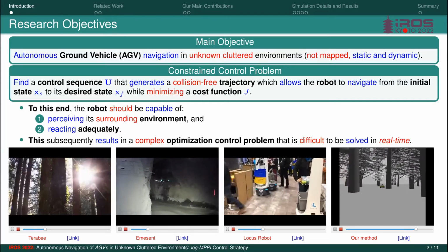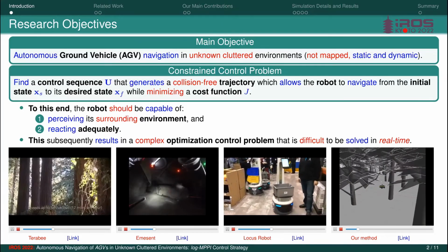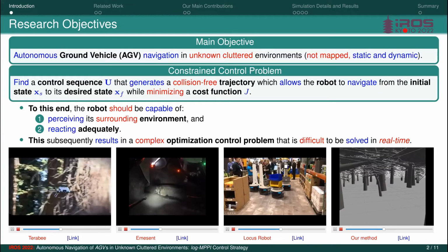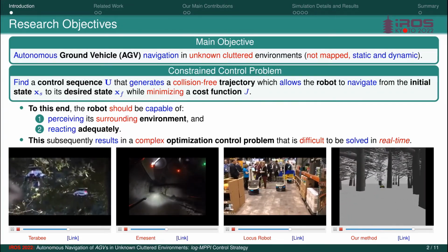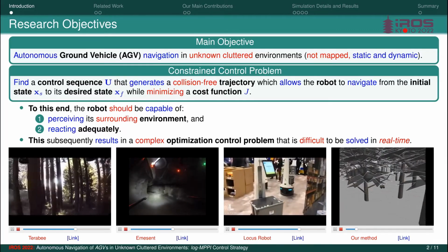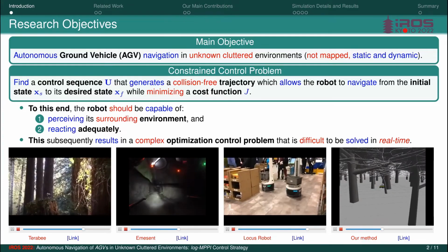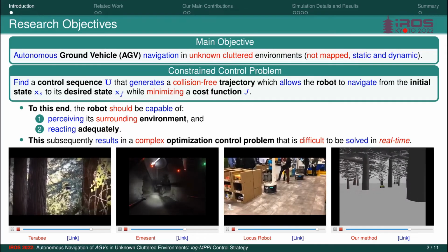So from the control point of view, our goal is to find the control sequence that generates a collision-free trajectory, which allows the robot to navigate from point A to point B while minimizing a predefined cost function. To do so, the robot should be able to perceive its surrounding environment, then react properly. This indeed results in a very complex optimization problem that is difficult to be solved in real time.